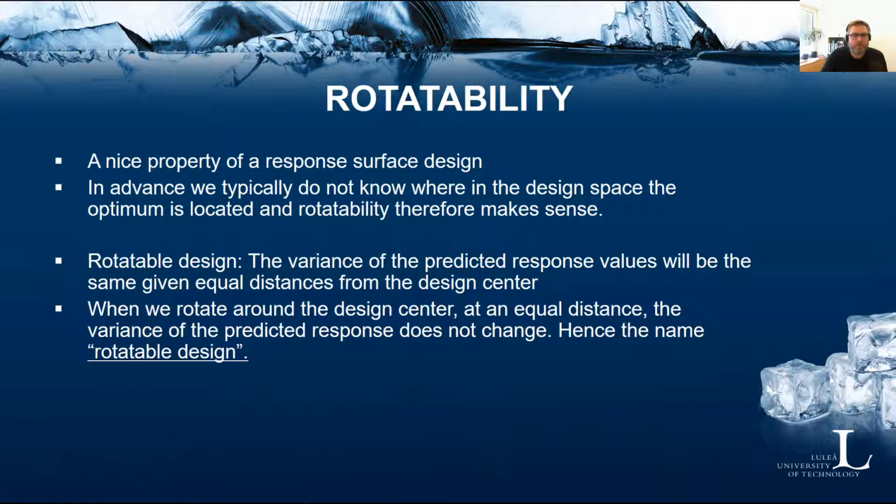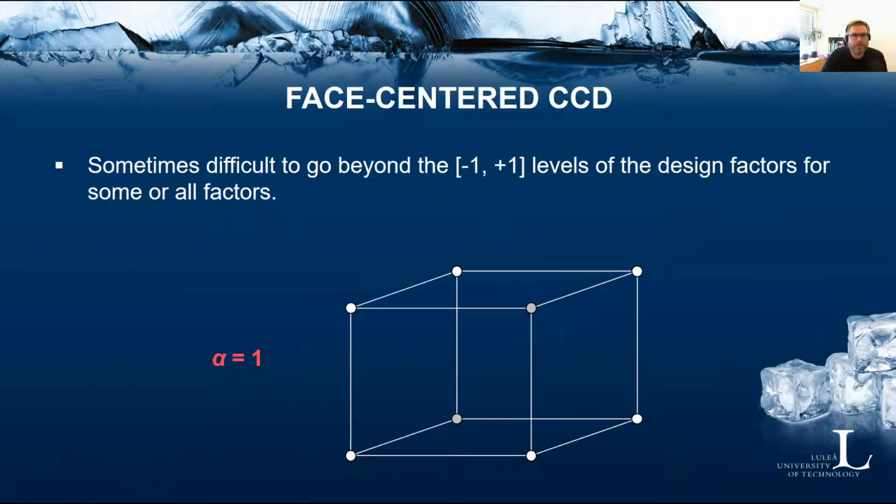But that's not always possible to pick alpha freely. For example, it is sometimes difficult to go beyond the low or -1 and high +1 levels of the design factors for some or for all factors in a design. In those cases, the face-centered central composite design or face-centered CCD may be a good option. In the face-centered CCD, the alpha value is equal to 1.